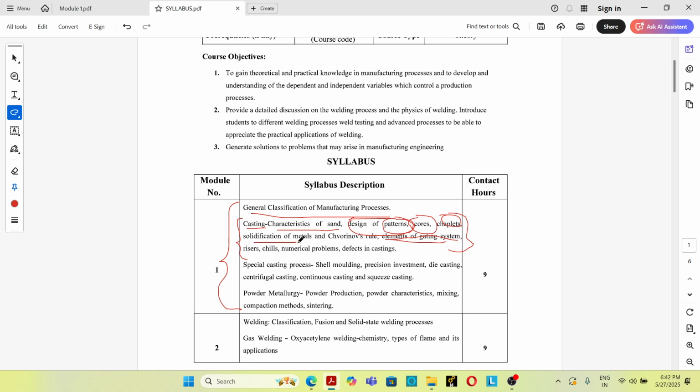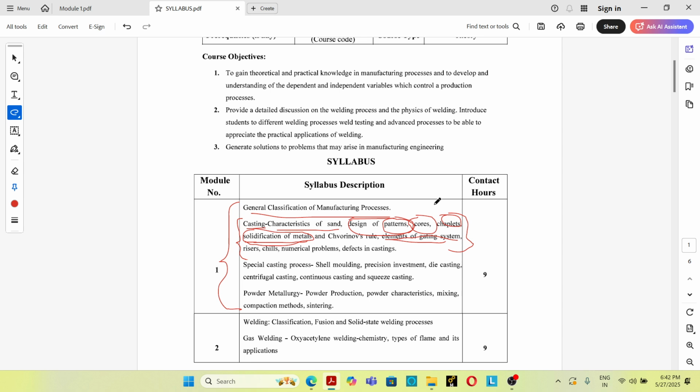Next one is solidification of metal. In this topic you have to study solidification of pure metal and alloy. There will be a graph for studying solidification of pure metal and alloy. I think you have already studied that graph in material science, how a pure metal solidifies and how an alloy solidifies.